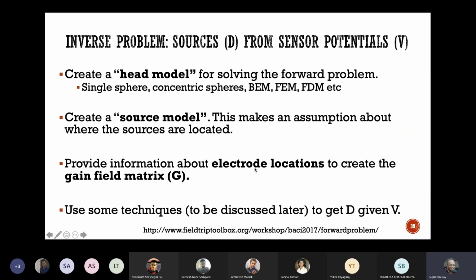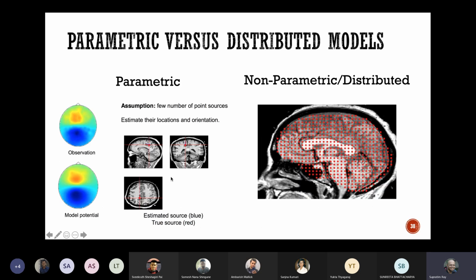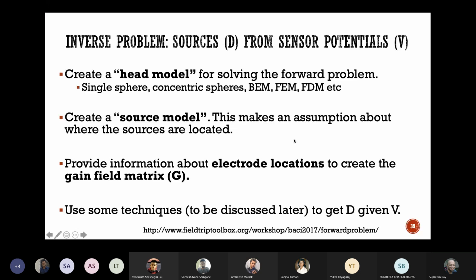And you also provide where the electrode locations are. Together, head, source, and electrode locations will allow you to compute the gain field matrix. You already have this matrix in this non-parametric or distributed model. Okay, and then we will discuss ways to get D given B now.